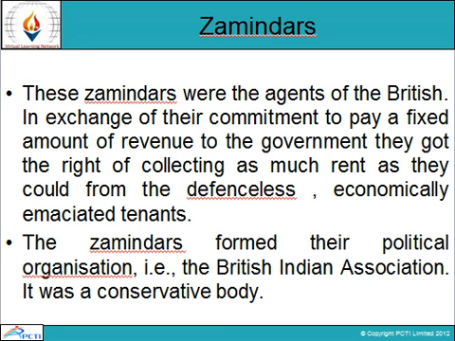These Zamindars were the agents of the British in exchange for their commitment to pay a fixed amount of revenue to the government. They got the right of collecting as much rent as they could from the defenseless, economically emaciated tenants. The Zamindars formed their political organization, that is, the British Indian Association. It was a conservative body.